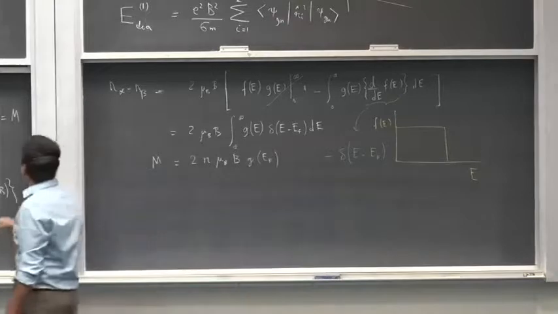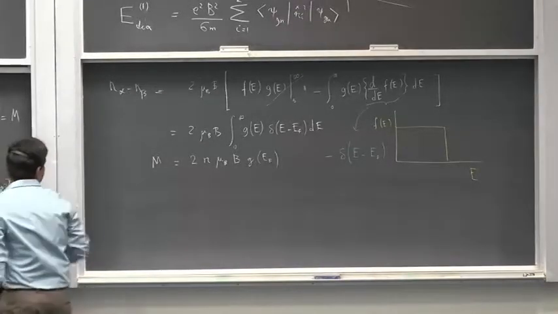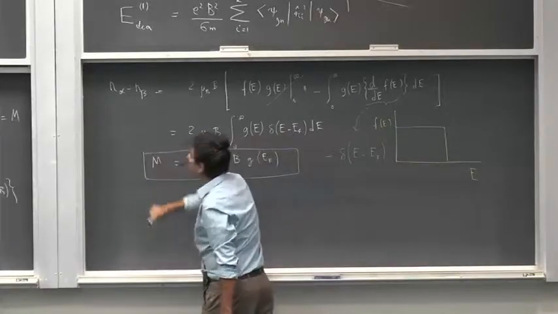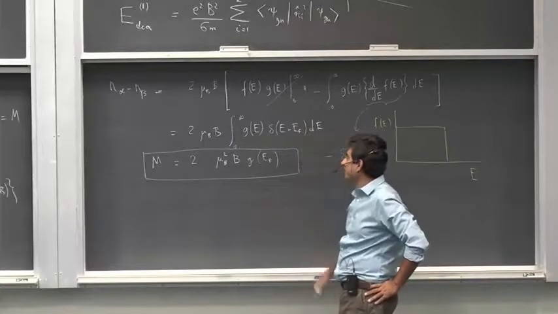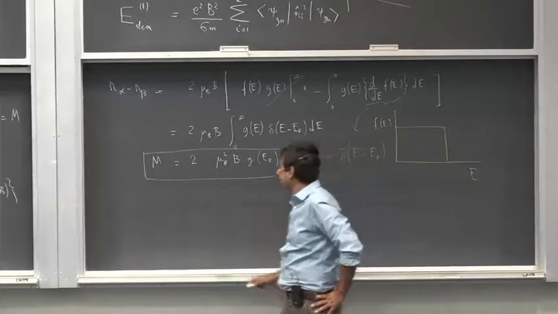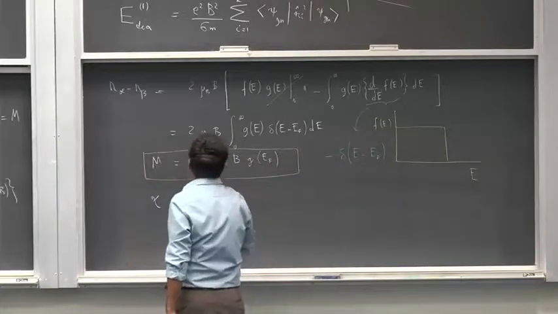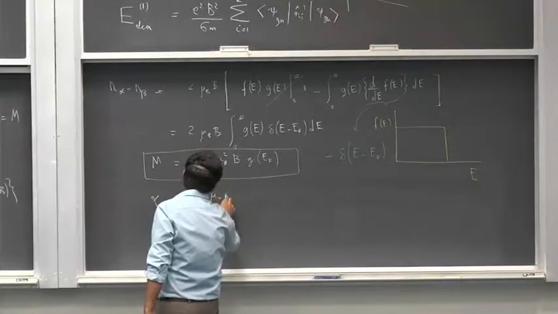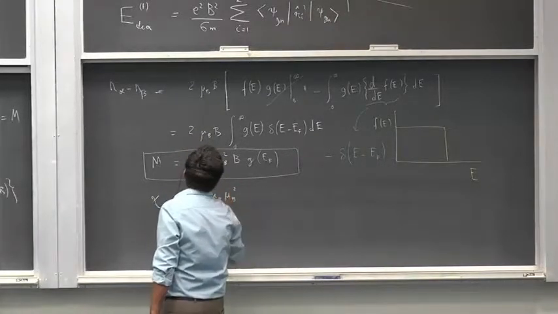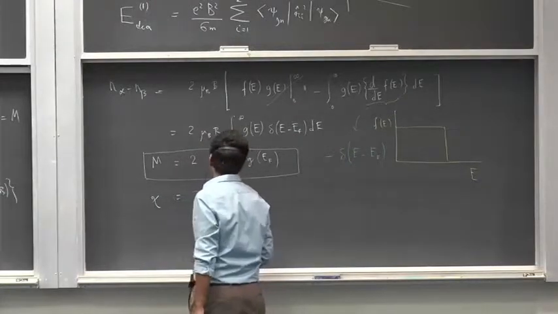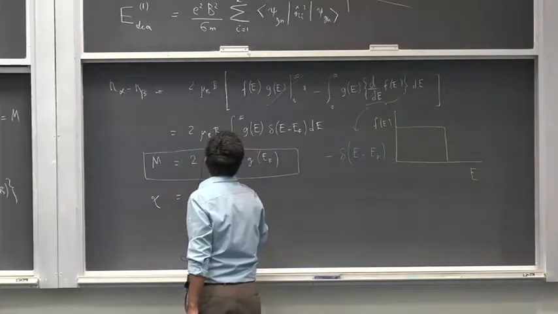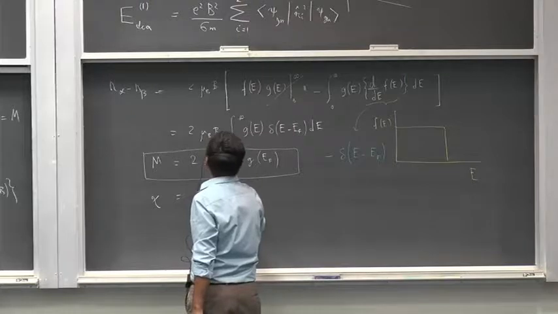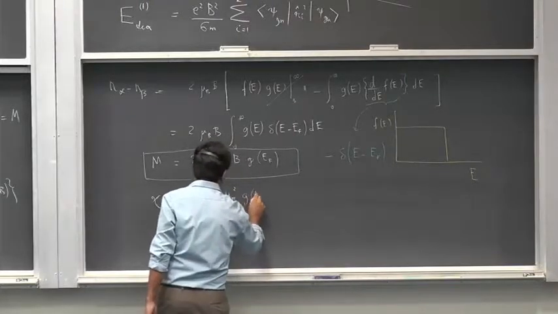Oh, and one thing I forgot, there's already a mu B here as well. Sorry, this becomes mu B square. This is the magnetization of the sample. And if I would like to find out the susceptibility, chi is M over B times mu naught. So this is 2 mu naught mu B square G(E F).